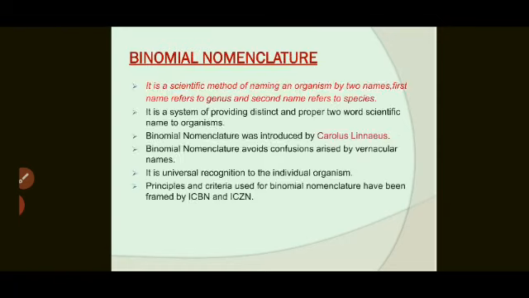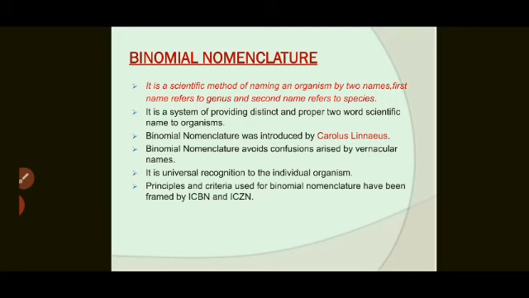Binomial nomenclature is a scientific method of naming an organism by two names. The first name refers to genus and the second name refers to species. So in the binomial name, the first name is the genus and the second is the species. It is a system of providing a distinct and proper two-word scientific name to organisms.